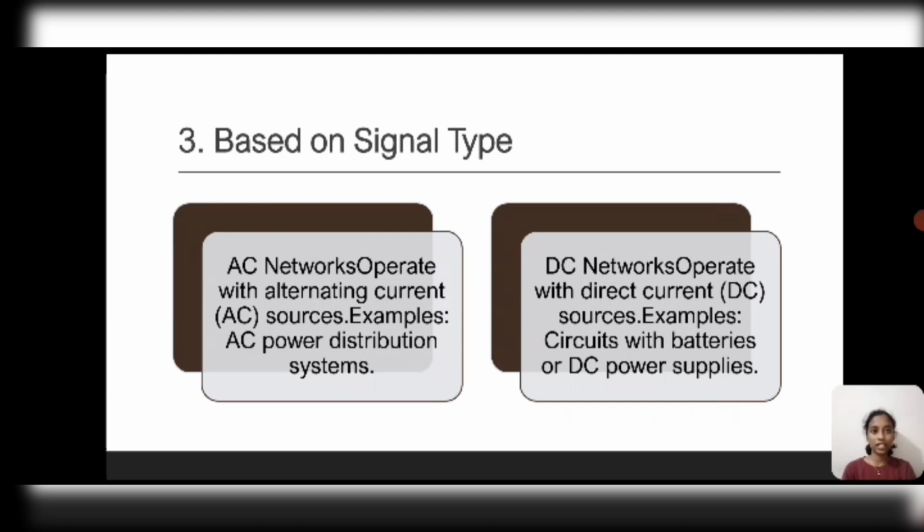Based on signal type, AC networks operate with alternating current (AC) sources. Examples: AC power distribution systems. DC networks operate with direct current (DC) sources. Examples: circuits with batteries or DC power supplies.